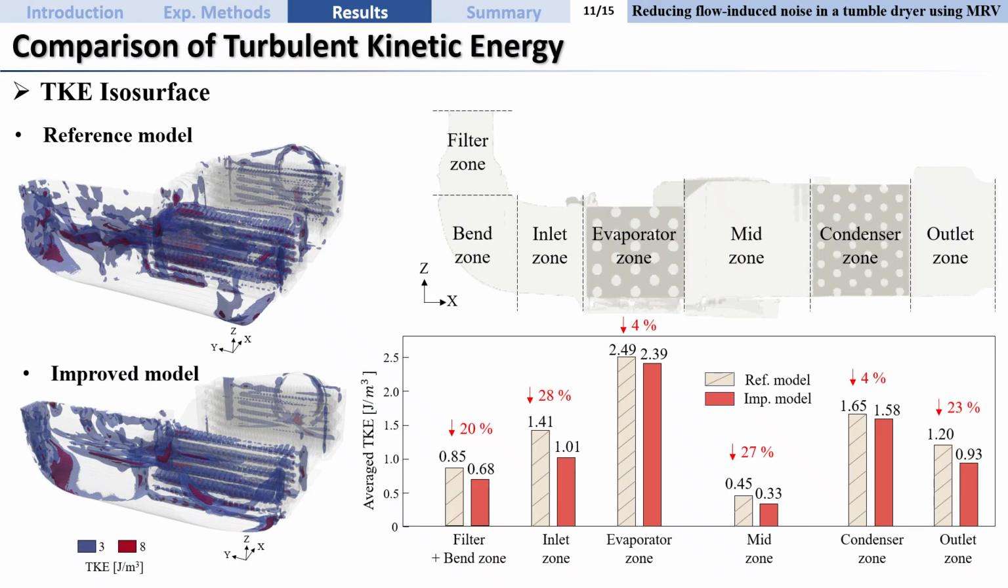So to quantify the TKE reduction, we compare the TKE isosurface and zone-by-zone average TKE between the two models. So we can observe that in the filter band, inlet, mid, and outlet zones, where structural modifications were applied, significant reductions of over 20% were achieved. This demonstrates that the improved model successfully suppressed the turbulence.